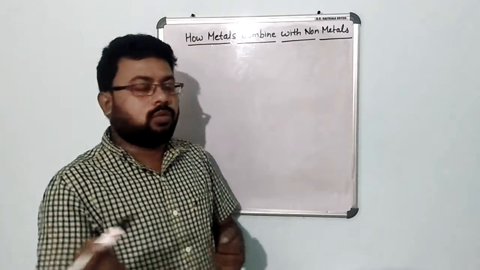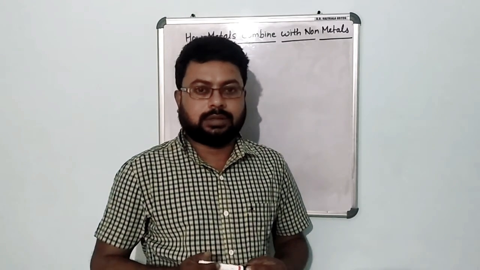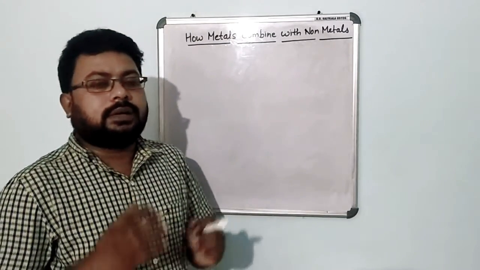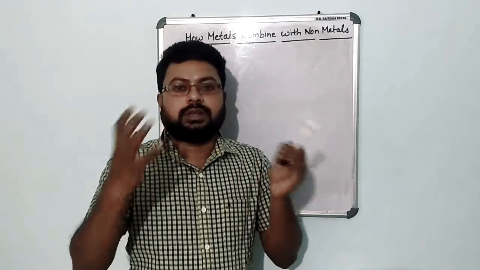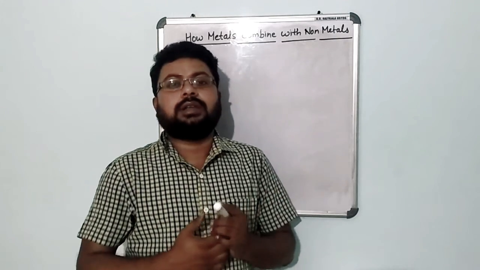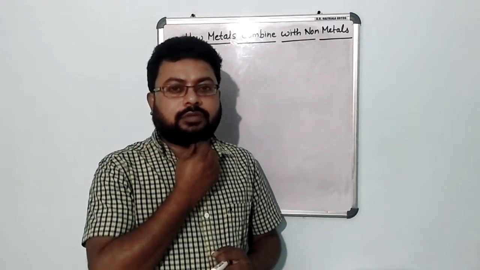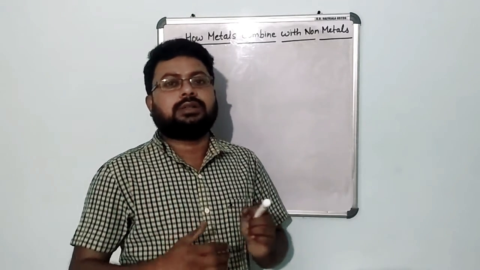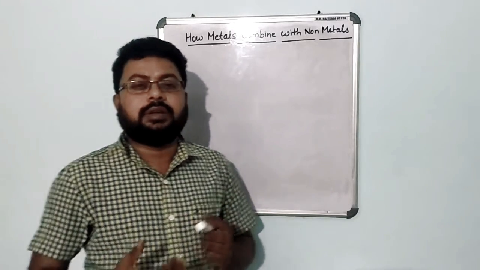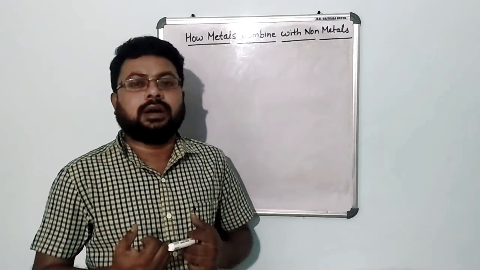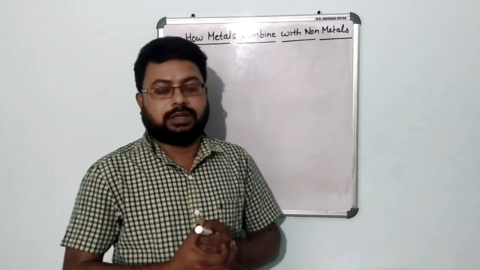And in this video we will be talking about how metals combine with non-metals. Basically, the reactivity of any element depends upon its position in the periodic table, or we can say its electronic configuration. The electronic configuration of any element will tell you what its reactivity is going to be, how it is going to behave, whether it will behave like a metal or like a non-metal. So what exactly is electronic configuration?